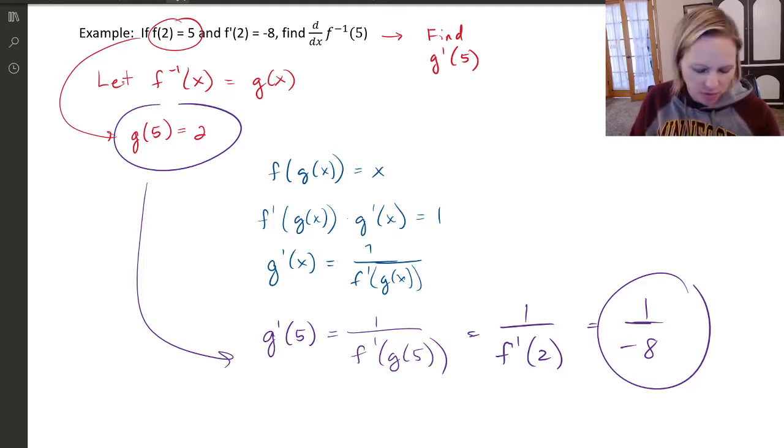So again, make sure you use g instead of f inverse so we don't have too many letter f's floating around in our problem. Always make a statement where you're flopping the inverse, the domain and the range, and then differentiate that f of g of x equals x statement. You do that every time, you're going to get these problems right.